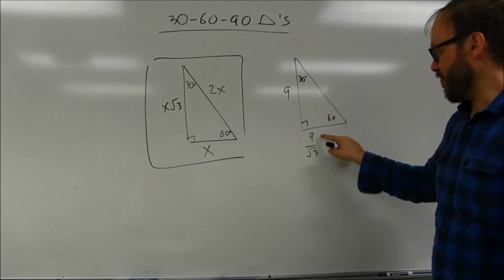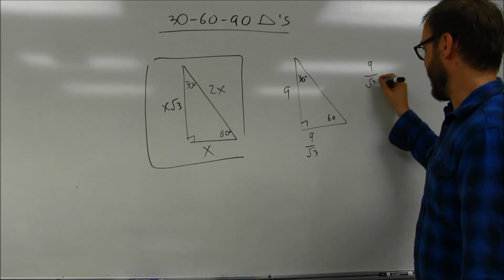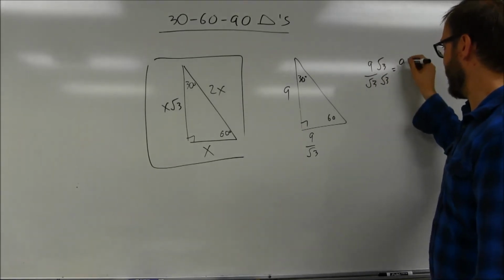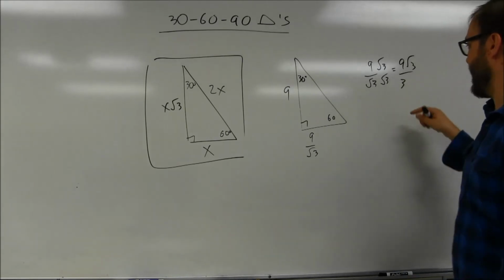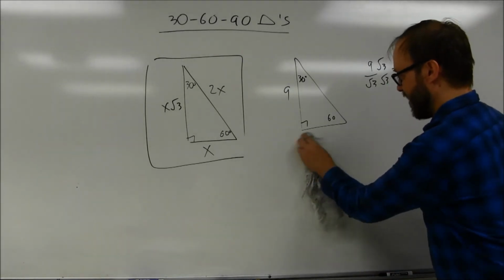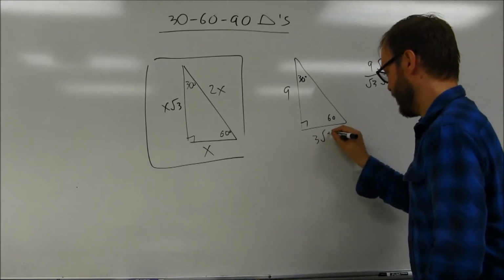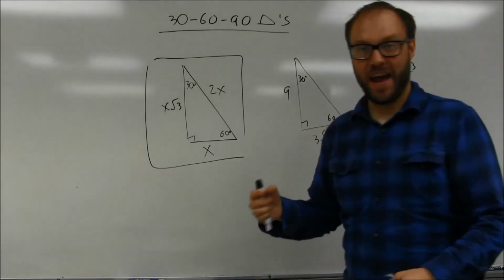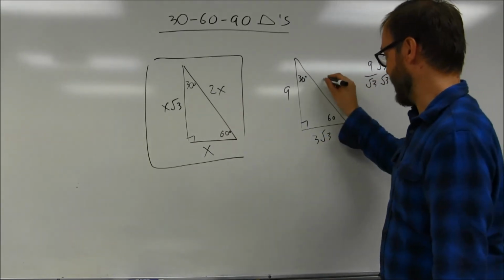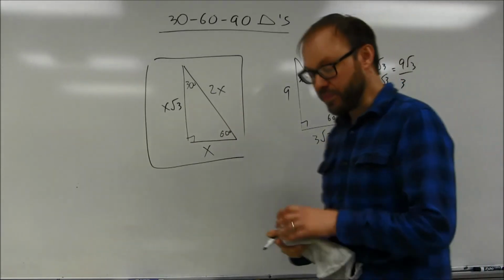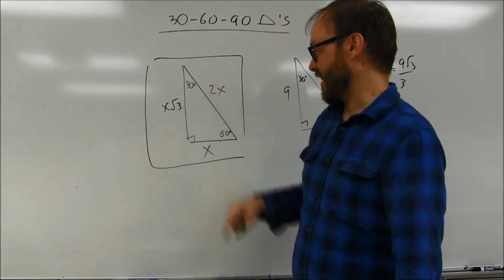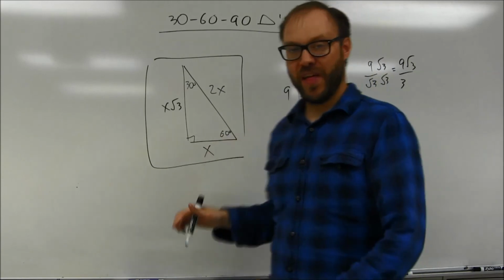Okay? Remember, you want to rationalize your denominator. So if you've got 9 over radical 3, multiply the top and bottom by radical 3, you'll get 9 radical 3 over 3. 3 goes into 9 3 times. This will simplify down just to be 3 radical 3. Okay? The pattern says double the short side to get the long leg. If you double this, you'll get 6 radical 3. So be careful. Most of the time, you're going to see a radical 3 with this side. This side is going to be double that side.